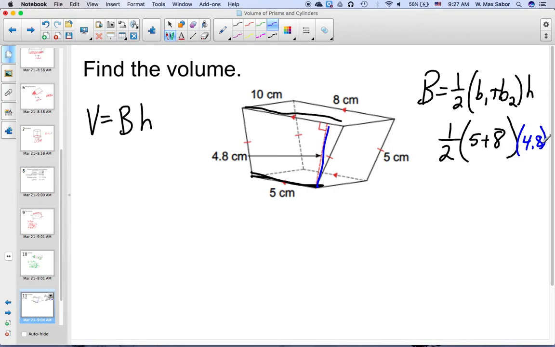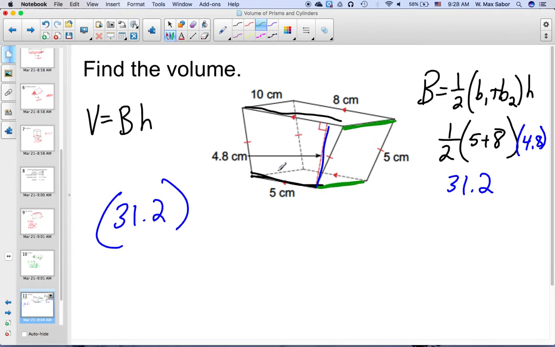And now when we multiply this together, we're going to get 31.2 as the area of the base. And then now we want to talk about times the height. The height is what connects the front to the back, or the top to the bottom, depending on what type of prism it is. And this is 10. So our answer is 312 cubic centimeters.